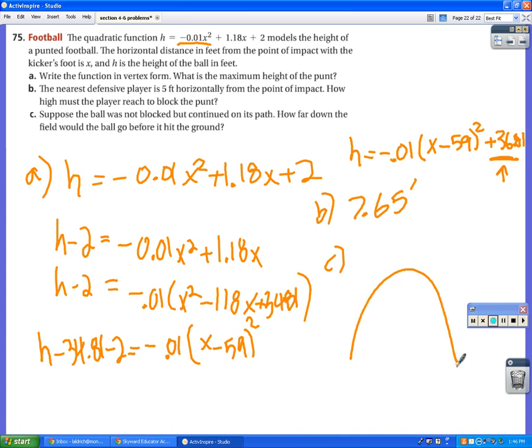So here's the ball, at its lowest. What is this distance right here? Well, what is the x coordinate of the vertex? 59. Okay, so it has gone 59 feet that way before it reaches its high point. How much farther will it go before it hits the ground? Another 59. So how far does the ball travel?